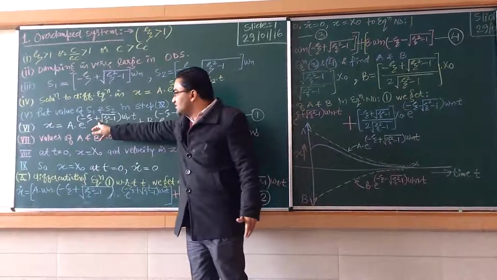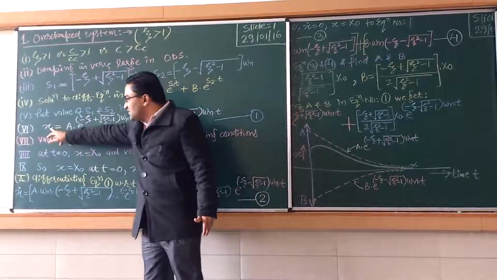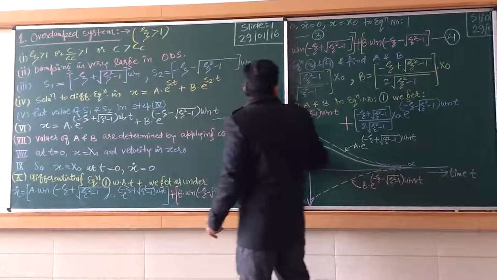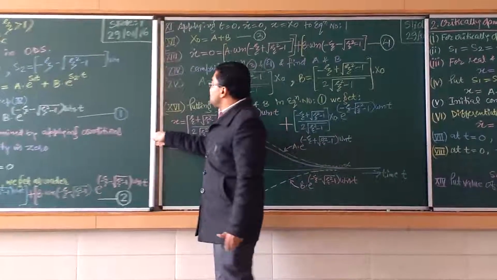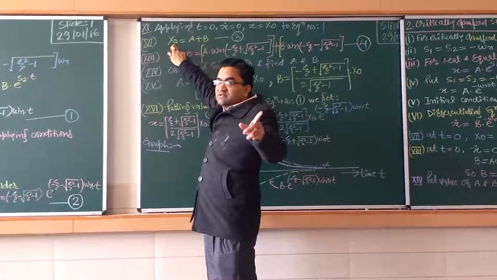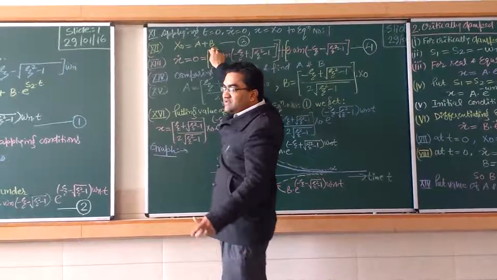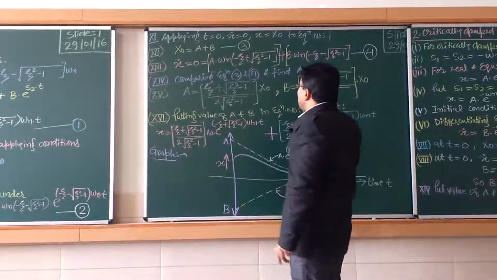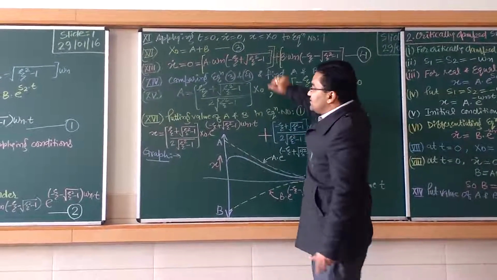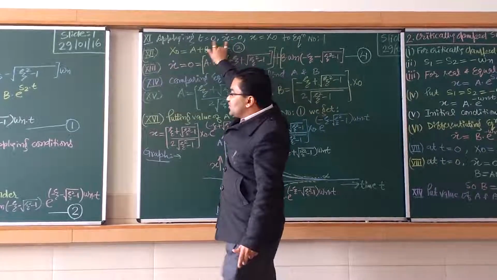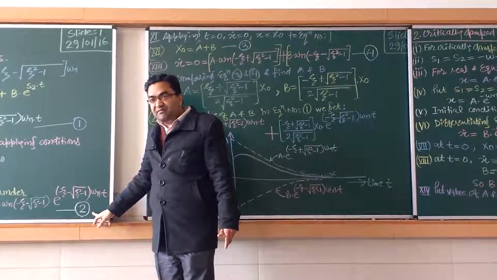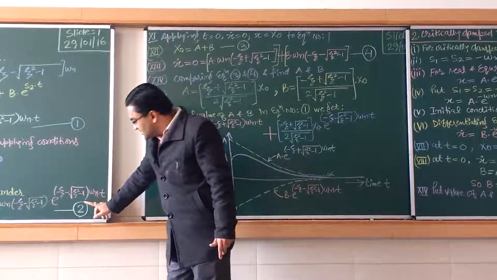Similarly, this is also e raised to power 0, 1, and x becomes equal to x dot. So equation 1 becomes x dot will be equal to a plus b. Similarly, we are applying the initial conditions to x dot, means equation number 2. So this is equation number 2.